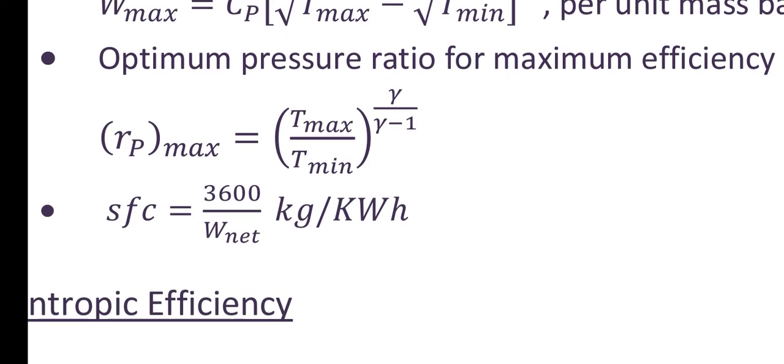Now the specific fuel consumption is given as 3600 by W net, where W net is in kilowatts, and the unit of specific fuel consumption is kg per kilowatt hour.